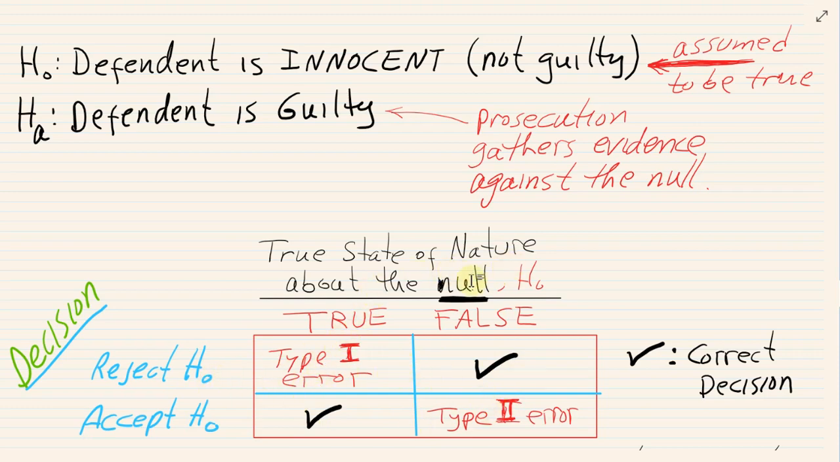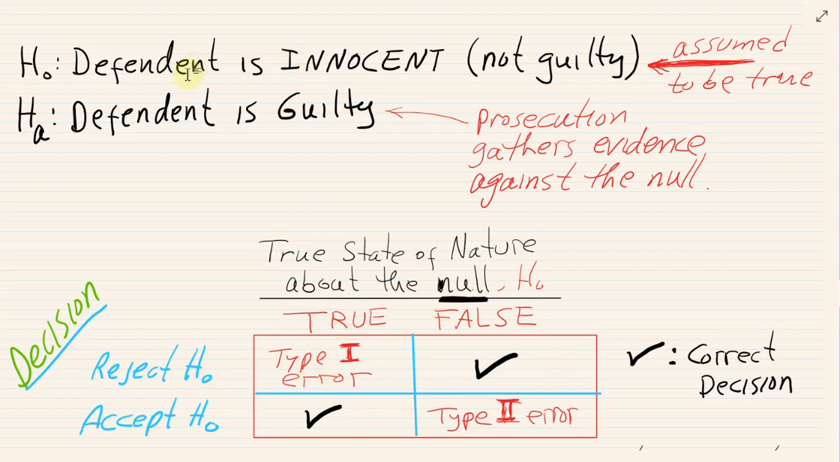So if the true state of nature about the null is true, that means this person sitting in the courtroom is truly innocent. Not guilty, innocent. And the jury comes out, rejects the hypothesis of innocence, rejects the null. They reject the innocence while it's true. Then in this case, an error is committed, and that's not good. So a type 1 error is committed. And in this case, a type 1 error is rejecting the null when the null is true.